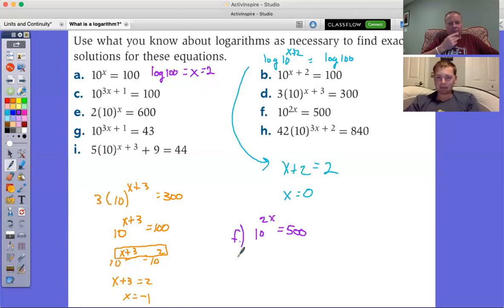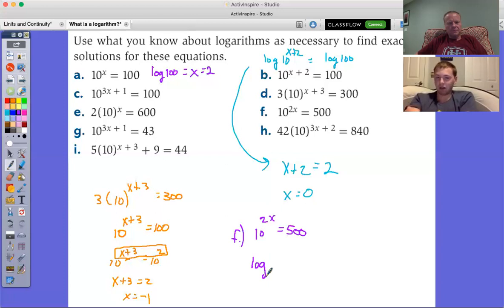Which is what? Like you've been putting, the log of a number equals the exponent. And it looks like we've got the base and the exponent by itself on the left side of the equation. So if we took the log of 10 to the power of 2x, we would get the exponent. And if we do it to one side, we should do it to the other side as well.